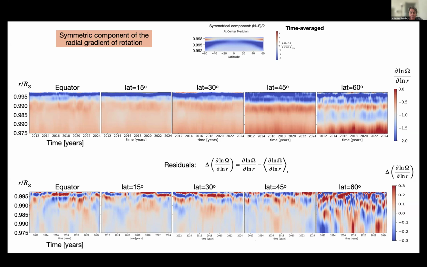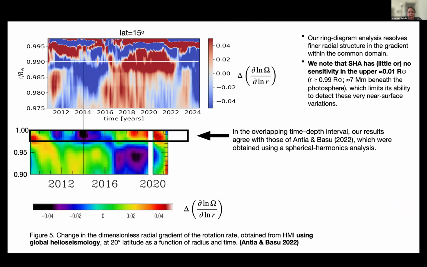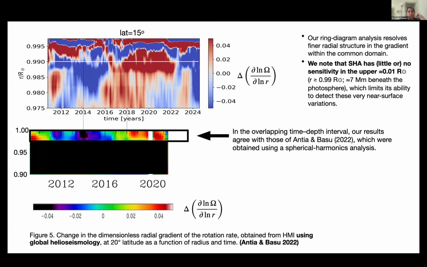In this plot, I will do a comparison, hopefully, just to show that our results agree with global helioseismology. So on the bottom, you have figure 5 from Antia and Basu for latitude 20 degrees, also the residuals. On the top, it's my results for latitude 15 degrees from the previous plot, but I saturated the colors because I used the same range, although the color scheme is not the same, sorry about that. But we can compare only this small square. So I'm going to cover here to make the comparison easy.